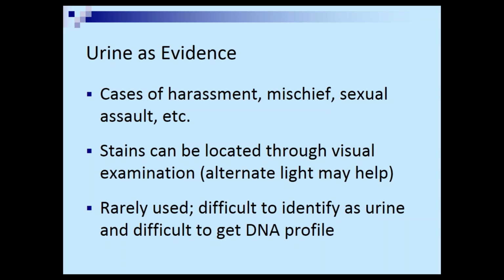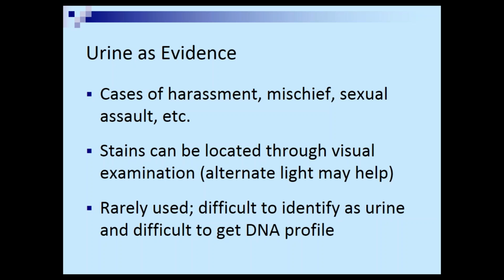But it tends to be very difficult to do a presumptive test for urine. Well, what does urine look like? It's clear to yellow. What is in urine? Are there cells in urine? Sort of. Some epithelial cells, but there's not that many of them. Not as many as in saliva or semen or blood, that's for sure.